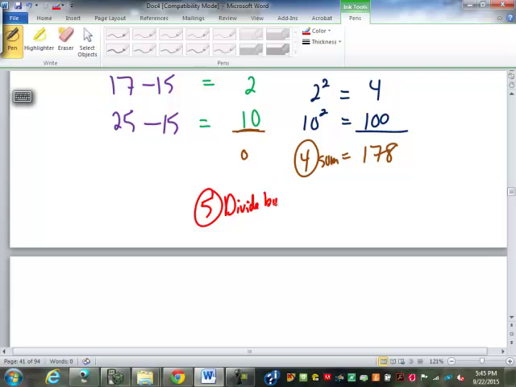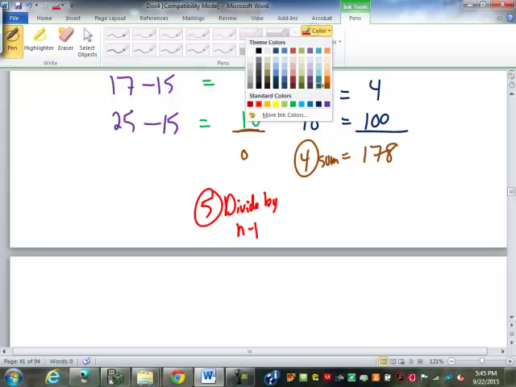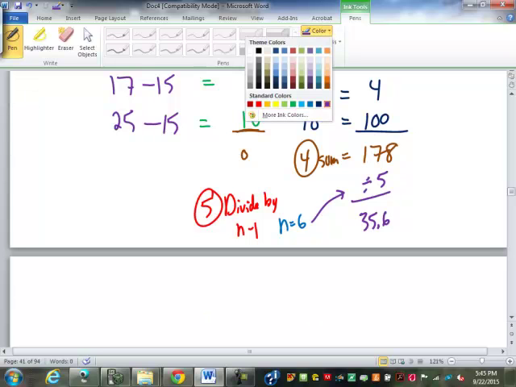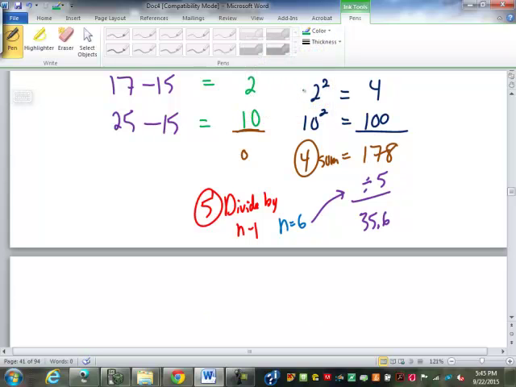Perfect. Divide by n minus 1. N equals 6, so we're going to divide by 5. 178 divided by 5 is 35.6. Since n was 6, 6 minus 1 is 5, so we divided by 5.